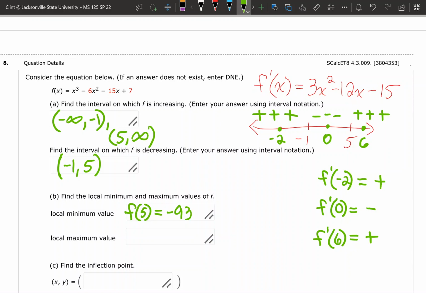And do we have anywhere where our maximum occurs? At -1. So we'll want to find f of -1. That's -1 minus 6 plus 15 plus 7. So I got 15 on that one.